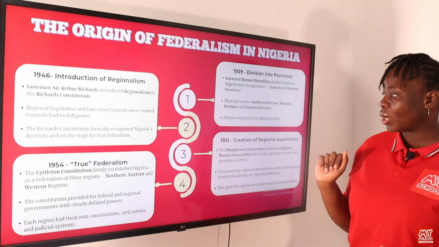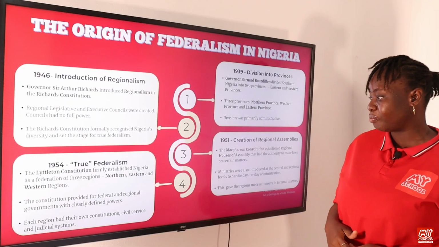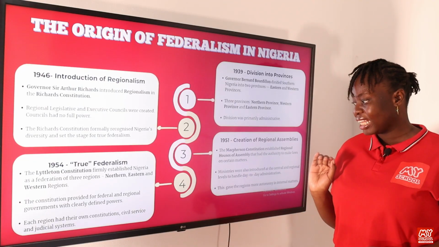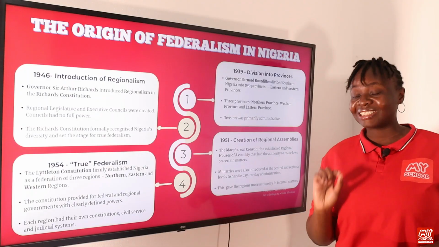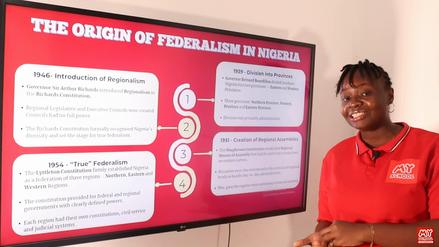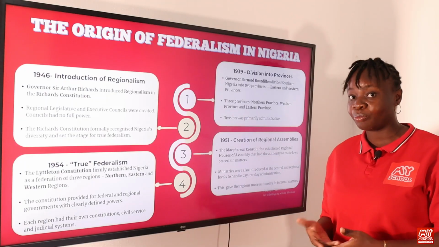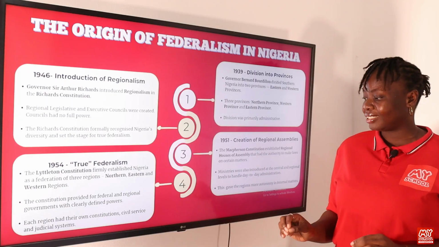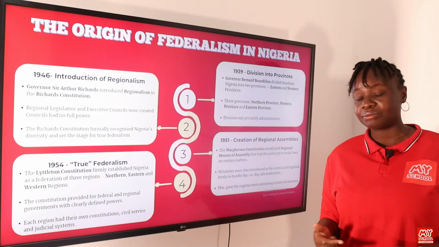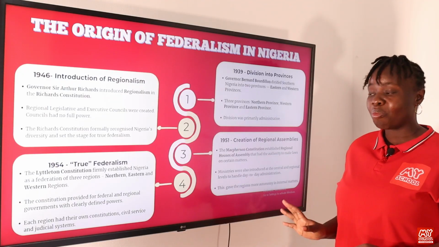Then for the third stage, we have the creation of the regional assemblies in 1951. The Macpherson Constitution established regional houses of assembly that had the authority to make laws on certain matters. They were allowed to make laws on issues that are specific to the needs of their regions. So you can see that federalism was beginning to develop in this society, but there was still no true federalism at this stage. Ministries were also introduced at the central and regional levels to handle day-to-day administration. And this gave the regions more autonomy in internal matters.